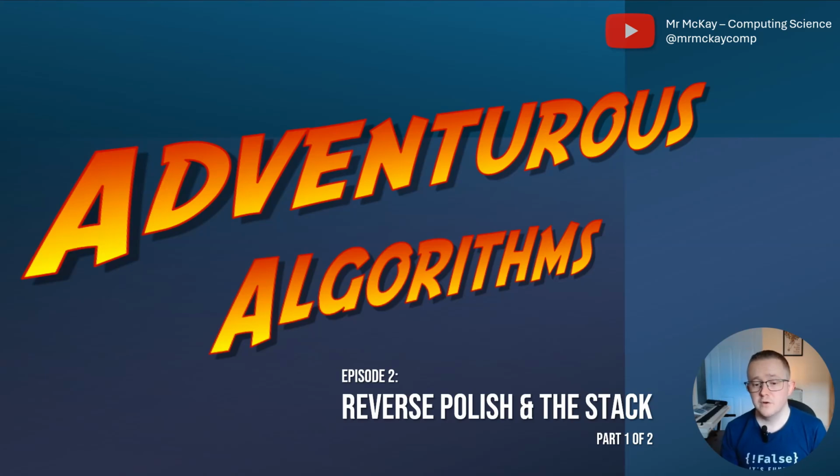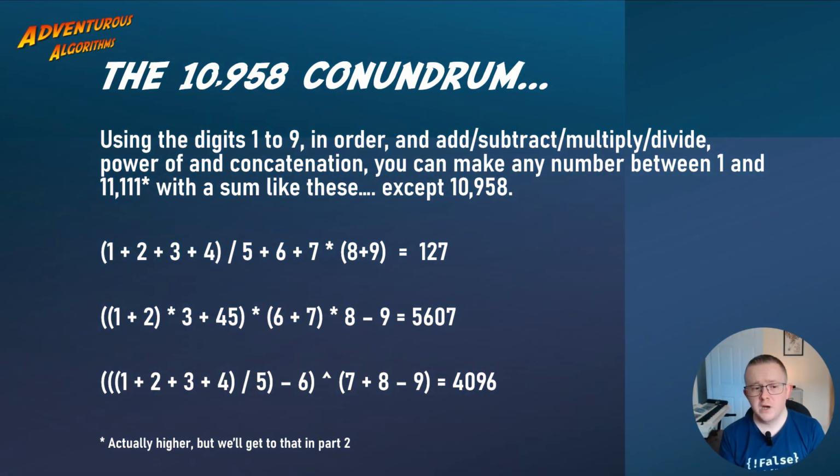So this is one of a two-part video, and it's about something called reverse Polish notation and a data structure called the stack. Now what really inspired this video was an idea called the 10,958 problem or conundrum. Using the digits 1 to 9, if we put them in order, and simple mathematical operators like add, subtract, multiply, divide, we can make any number between 1 and 11,111 except for 10,958.